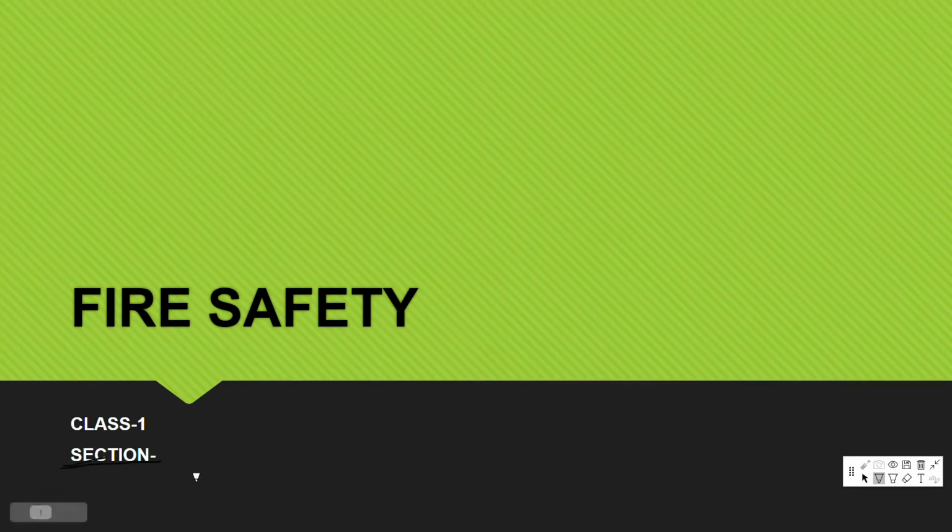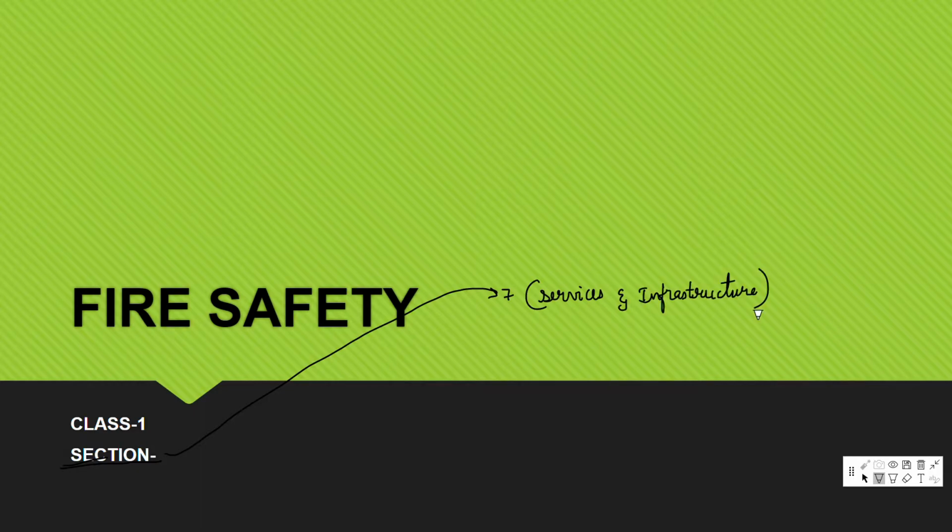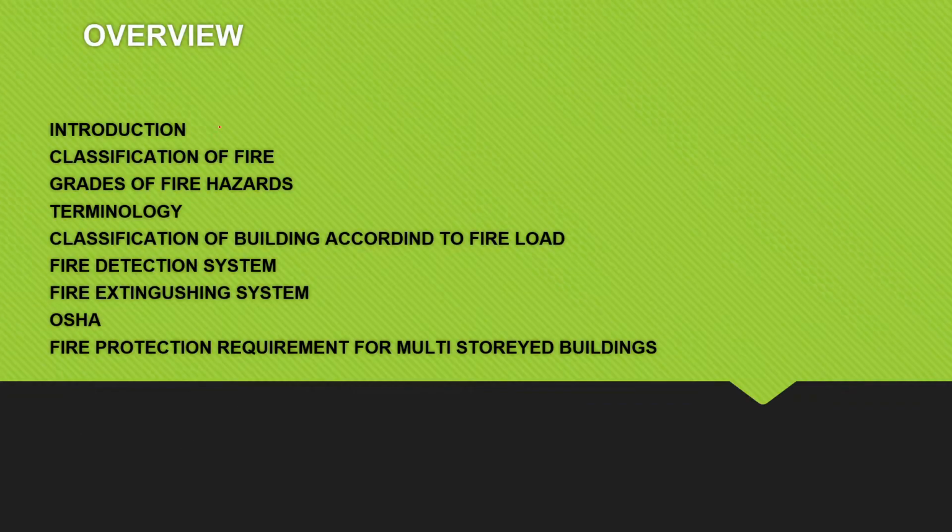So the first topic which we are going to study today is fire safety. Fire safety comes under section 7, that is services and infrastructure. If you haven't seen my first video related to architecture syllabus, where I had divided the topics according to sections, please watch it and note down all those topics. It will be easy for you to study. Now let's begin the video.